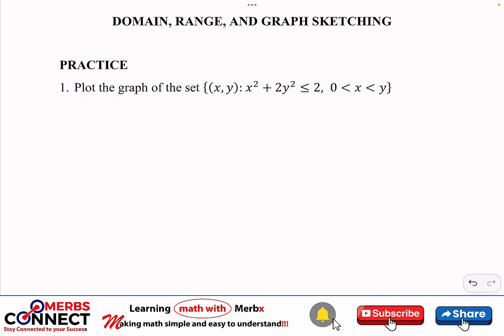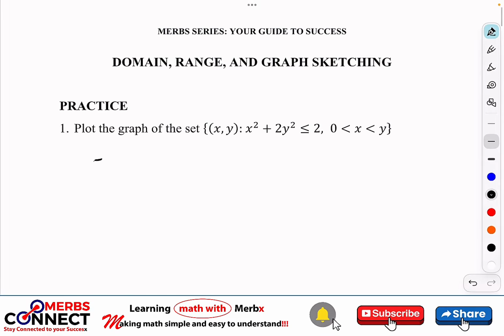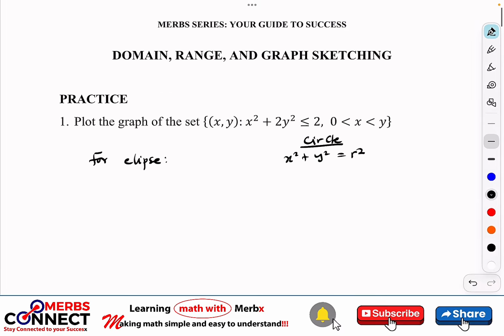So we want to plot this graph, right? Right here. But before we start, I want to give you something. So for ellipse, we are going to have the equation for a circle. So we know the equation for a circle should be x squared plus y squared is equal to r squared. That's a circle, right? So now let's look at ellipse and then the others.